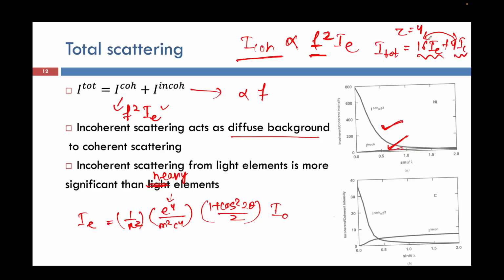But if we are going to a higher atomic number, let's say I am taking Z equal to 40, in this case I total will be 1600 IE plus 40 IE. So as compared to 1640, it will not be adding that much background or noise to the intensity of coherent scattering. Okay, so these are the two things we have to look at.